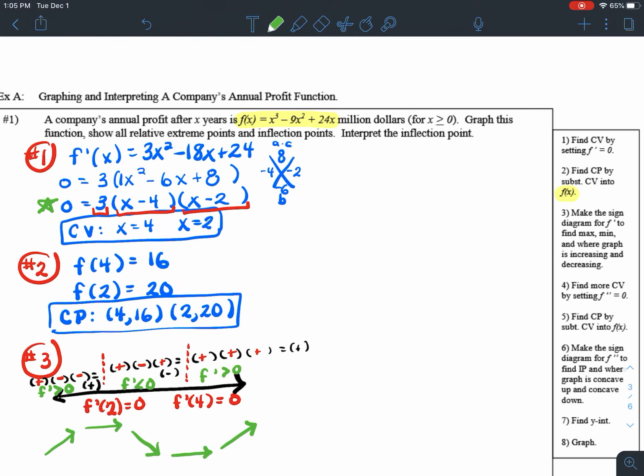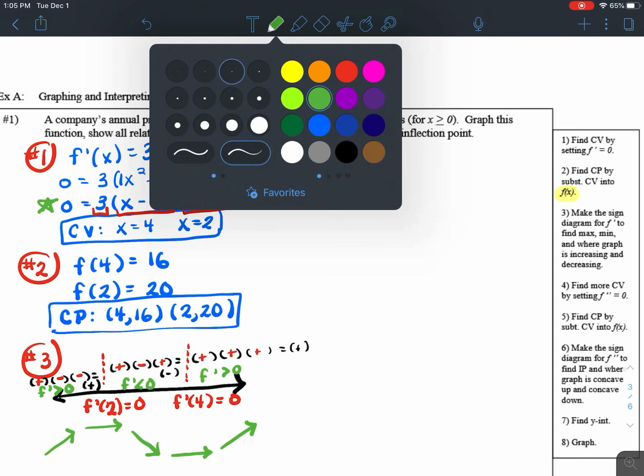Okay. All right, I already have the critical points. I think when we did this before, the steps were in a slightly different order. We had done step 1, maybe we had done the sign diagram, and then we did our critical points.